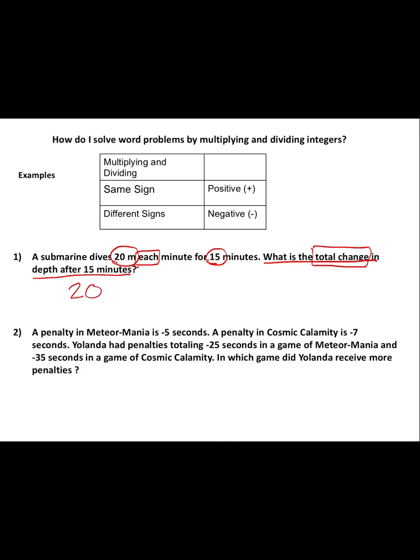So the submarine is diving 20 meters for 15 minutes. We want to know how far it has traveled. Your total change is telling you that you need to multiply. So it's going to be 20 times 15.